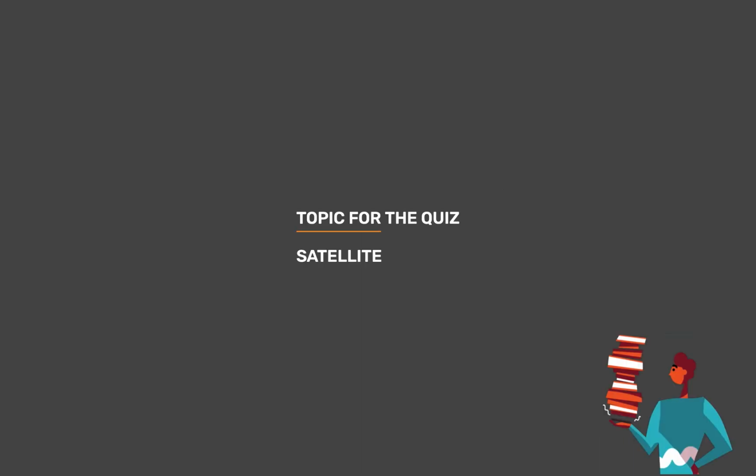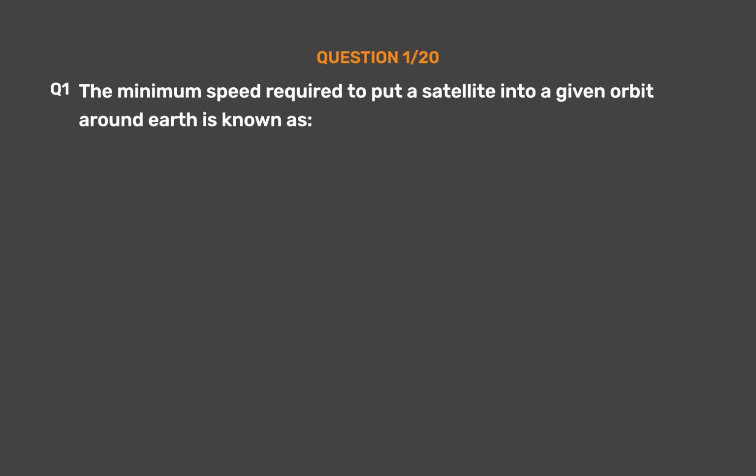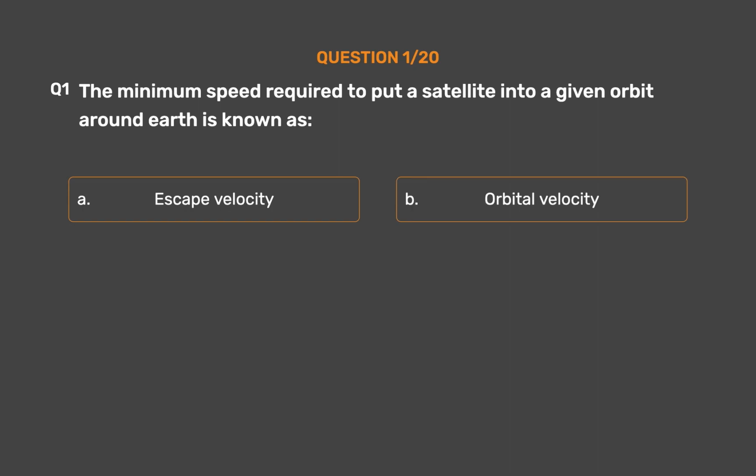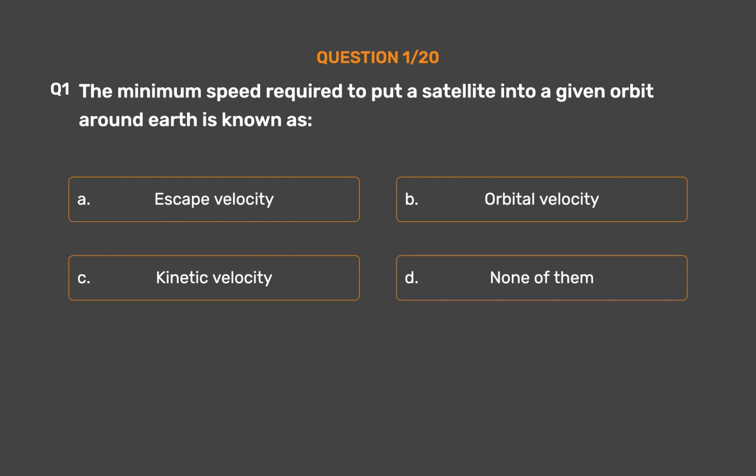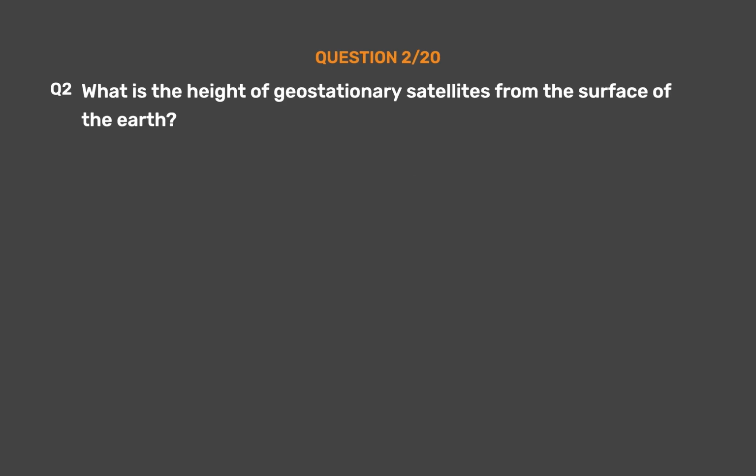Topic for today's quiz is Satellite. Question number 1. The minimum speed required to put a satellite into a given orbit around Earth is known as Option A. Escape velocity. Option B. Orbital velocity. Option C. Kinetic velocity. Option D. None of them. The correct answer is Option B. Orbital velocity.